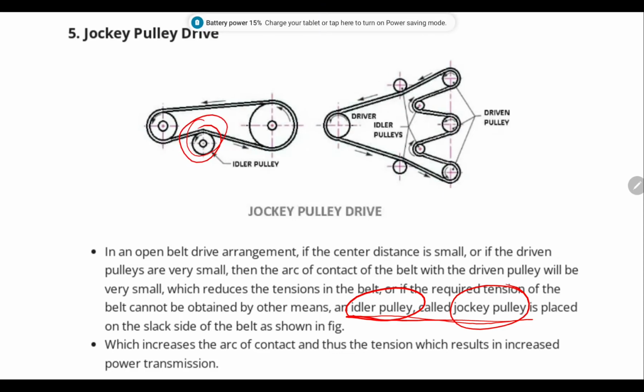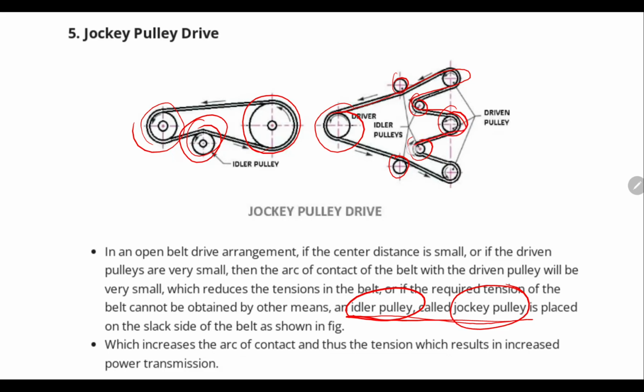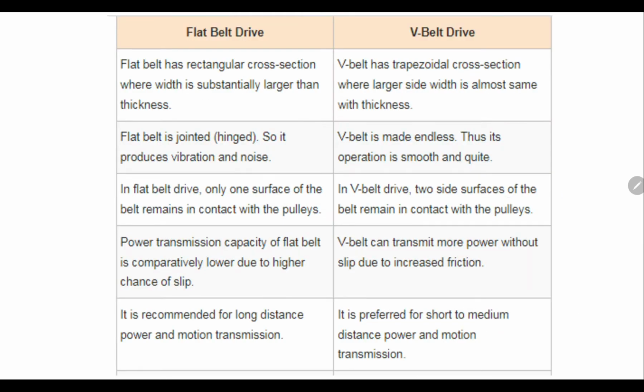Here you will see the position of the idler pulley between the driver pulley and the driven pulley. Here again you will see the jockey pulleys which are used. This is the driven pulley and this is the driver pulley, and one belt is continuously mounted on such pulleys. We can increase the arc of contact and thus the tension, which results in increased power transmission, with the help of this idler pulley or jockey pulley.